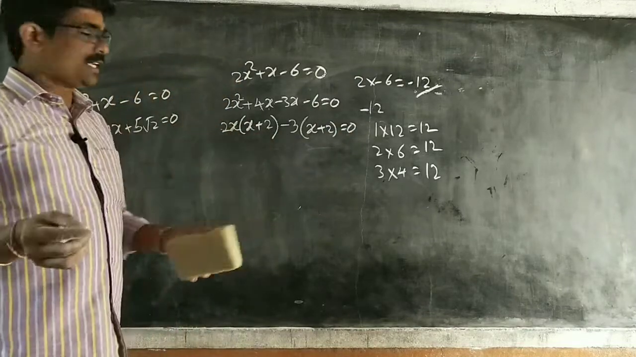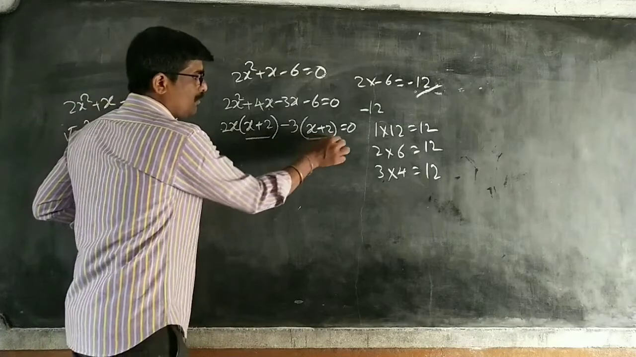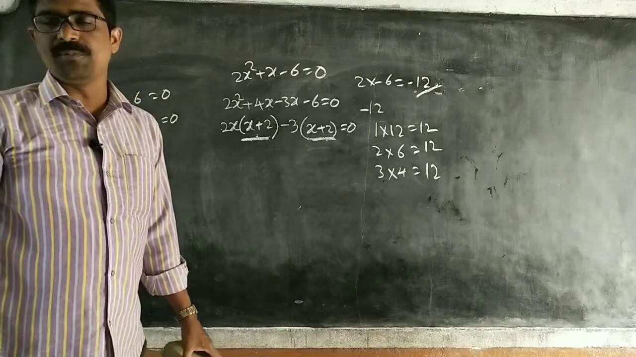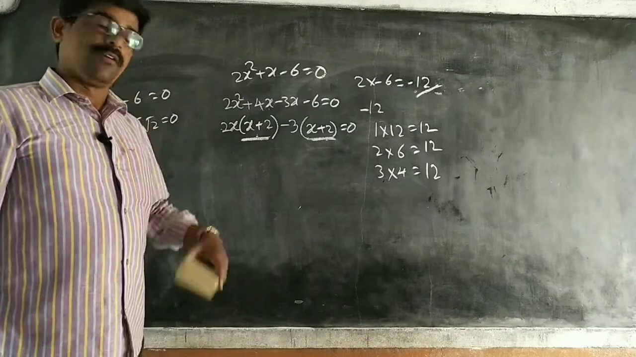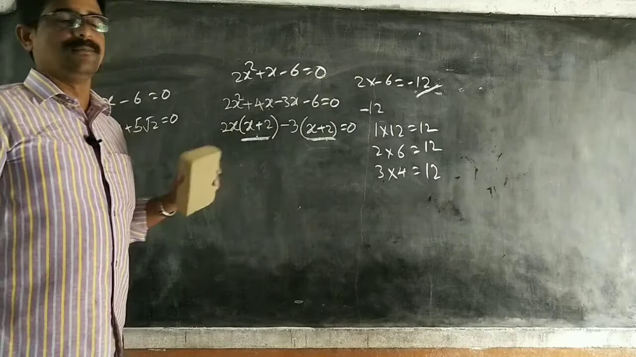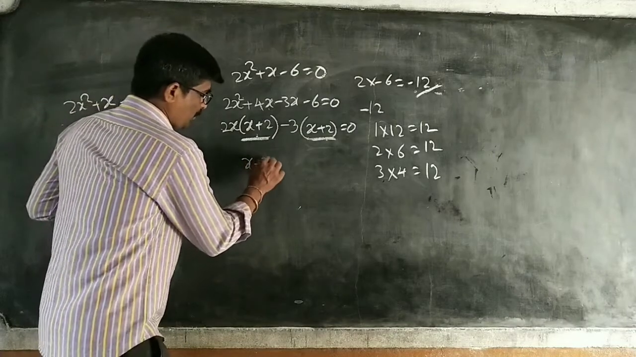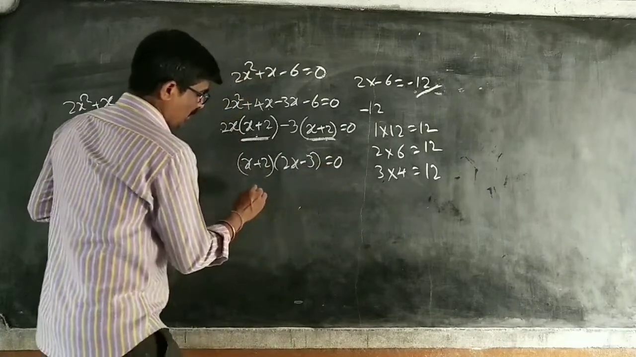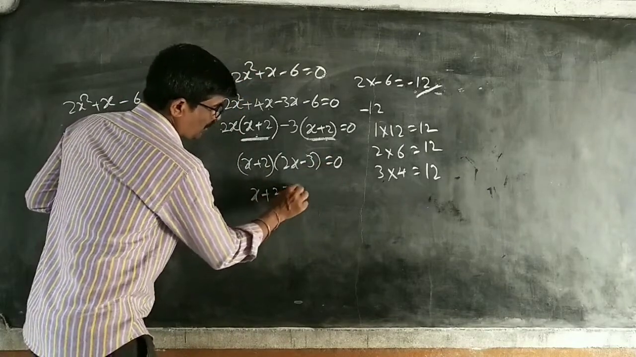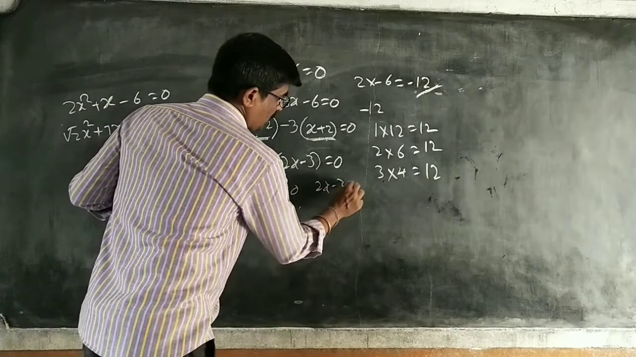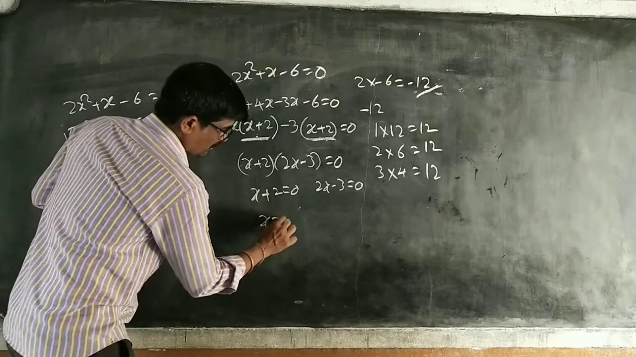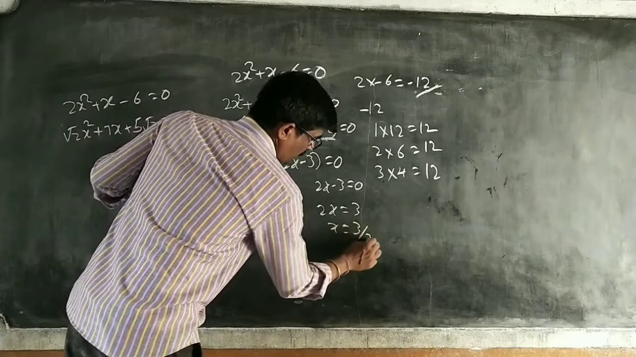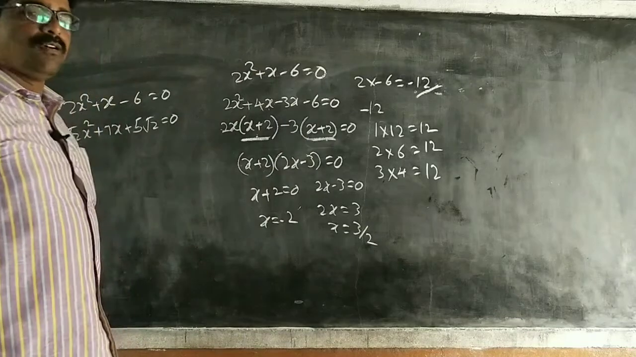So whenever I do factorization, the numbers in this bracket should be equal. These two should be equal, then only it is possible. Otherwise it is not possible. We have to try, definitely it will come. So x plus 2 into 2x minus 3 is equal to 0. So x plus 2 is equal to 0 or 2x minus 3 is equal to 0. Therefore x is equal to minus 2, or 2x is equal to 3, x is equal to 3 by 2. Okay? This is the factorization.